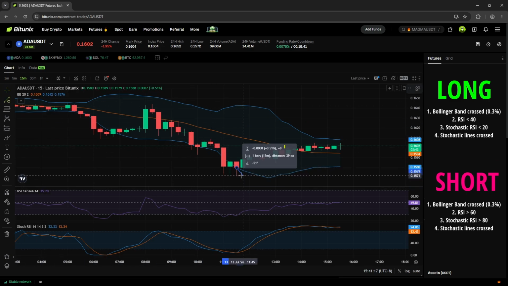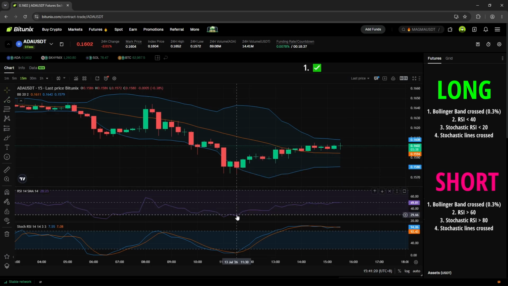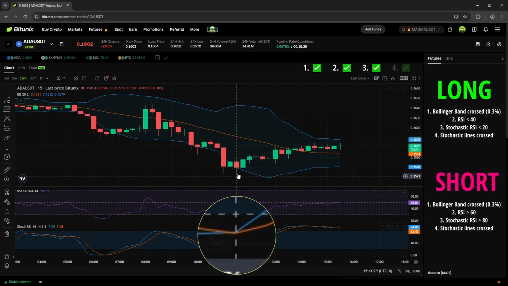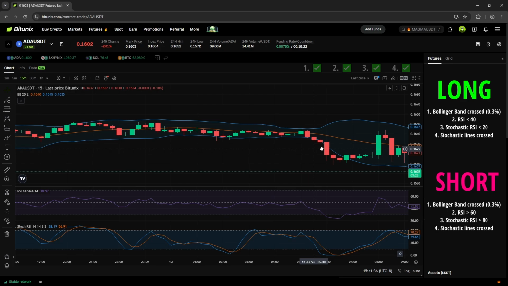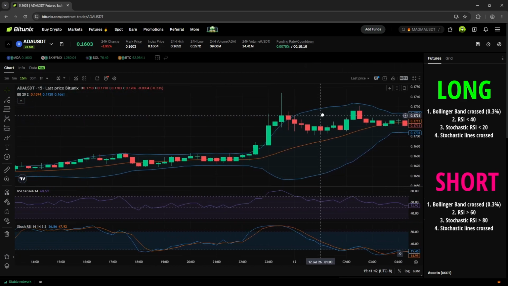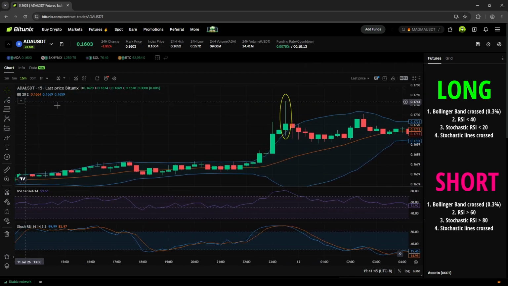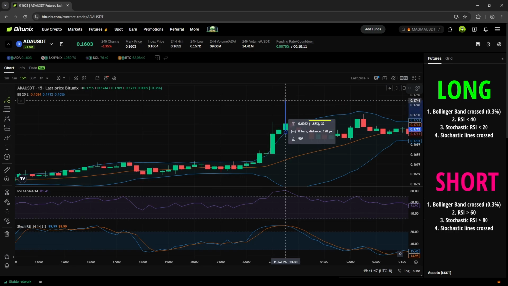If we measure it, it's 0.5%, so the condition is still met. RSI is around 29, so the condition is met. Stochastic RSI is around 7 and 8, so it's also correct. And here we have the crossing line. We could open a long position here, and as you can see, the price goes straight up from that point. Let's try to find an opposite example. Here we have a big spike. If we measure it, it's almost 2%.